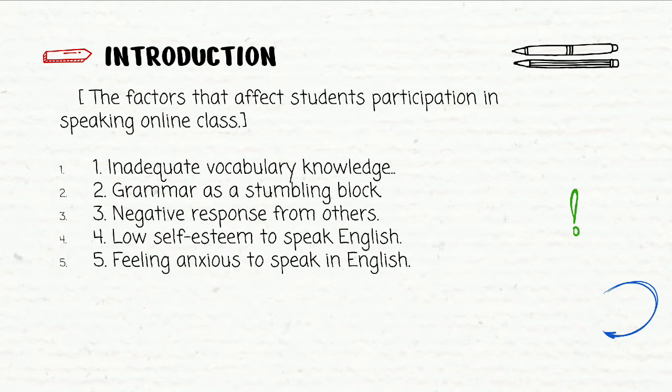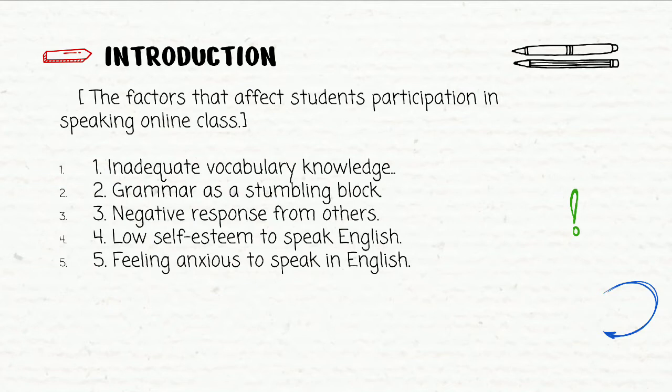Number three is negative response from others. The feeling of being afraid of making mistakes in front of their friends and the people around them is also one of the obstacles in class. Number four is low self-esteem to speak in English. Feeling inferior to other friends who have speaking skills. They don't need to compare themselves to others. Just keep practicing and build confidence.